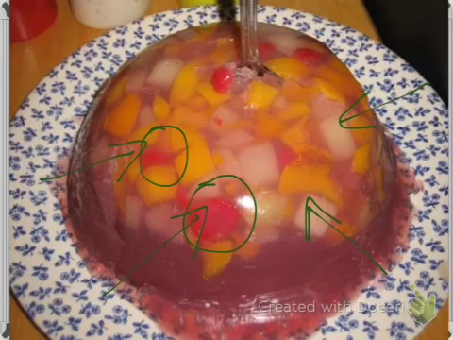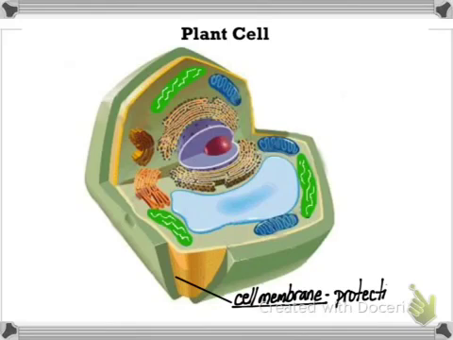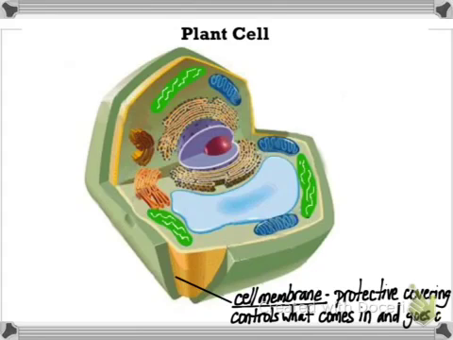Alright, moving on. The next structure is called the cell membrane. In the plant cell, it's that yellow perimeter. The cell membrane is the protective covering, and it actually has a very important job because it controls what comes into the cell and what goes out. The nickname of the cell membrane is the traffic cop.